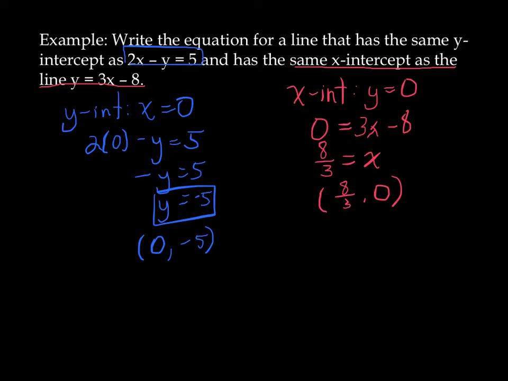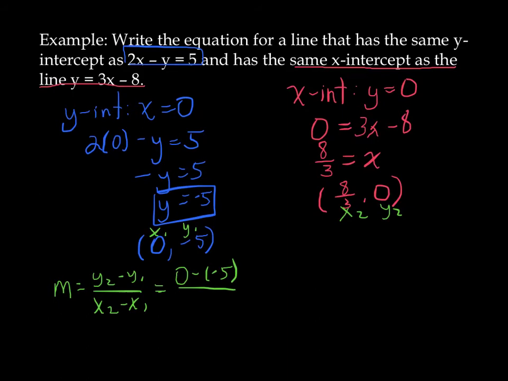Well, because I know 2 points, I can actually find the slope of the line. So that's the next step. The slope of the line is y2 minus y1 over x2 minus x1. So, if this is point number 1 over here, x1, y1, and point number 2 over here, x2, y2, I can plug my formula and see what it gives me. 0 minus -5 over 8/3 minus 0. And that gives me 5 divided by 8/3, which works out to 15 over 8.